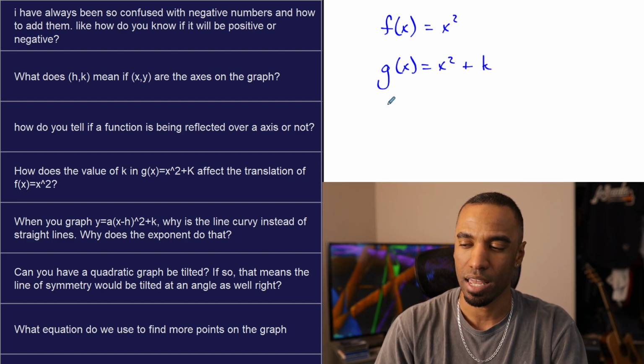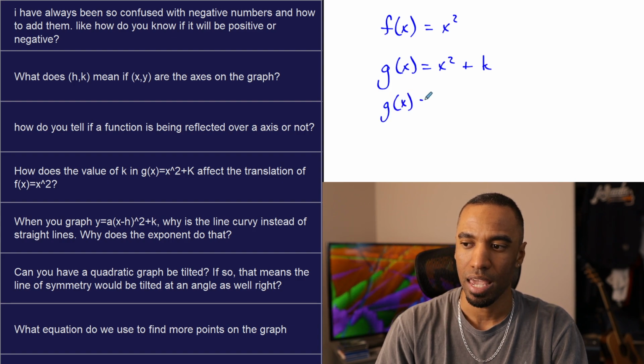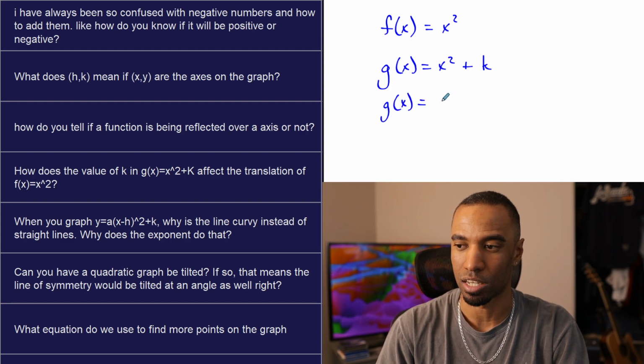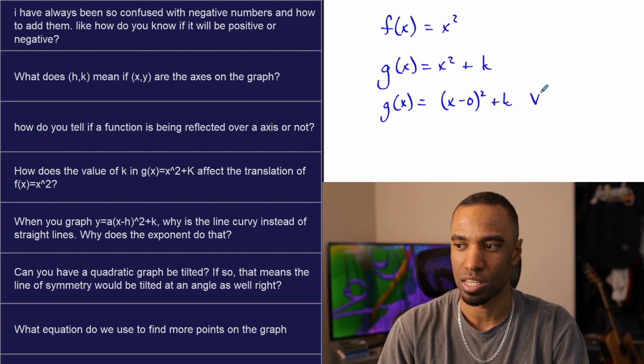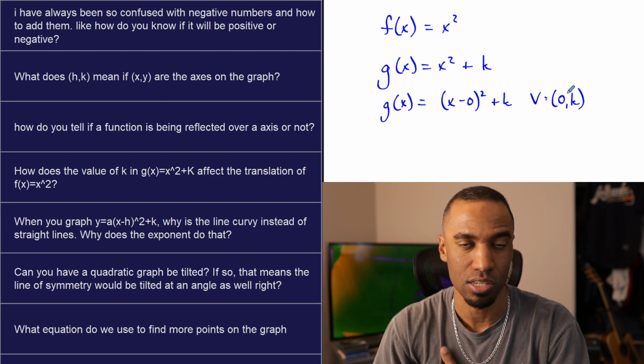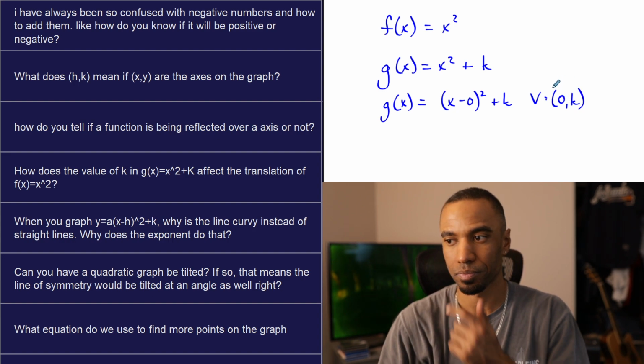If you want to write it in vertex form, it literally is the letter k out of vertex form. There's a 1 on the outside. This is x minus 0 that's being squared, plus k. That means your vertex is at (0, k), which also means that you are going to translate this upward k units.